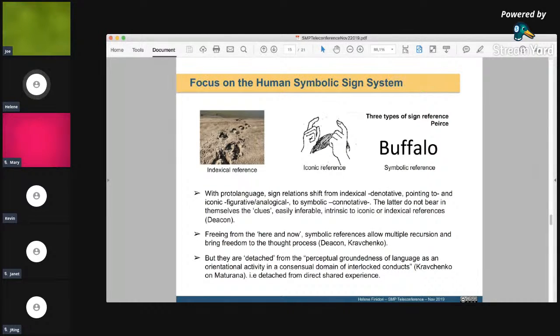language. So it freed us from the here and now, and it allowed multiple recursions, bringing freedom to the thought process and enabled us humans to build huge conceptual constructions. But this was detached from a perceptual groundedness of language as an orientational activity in what Maturana would call a consensual domain of interlocked conduct, detached from direct shared experience.